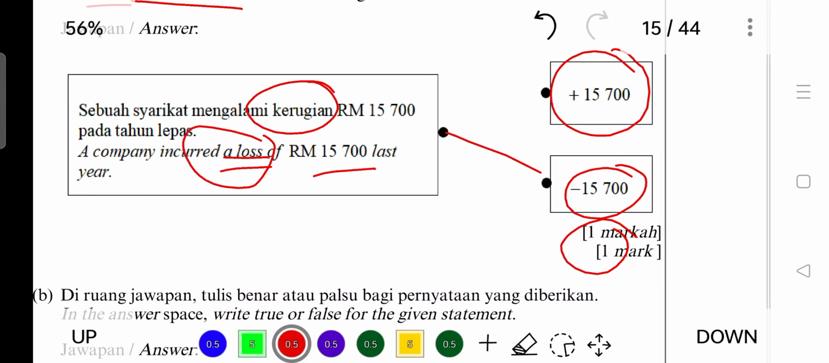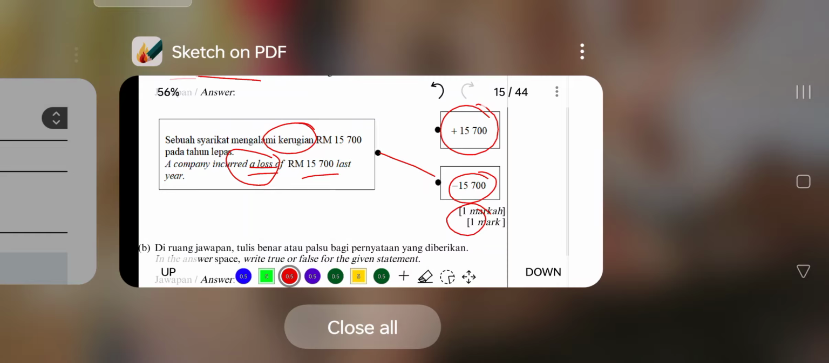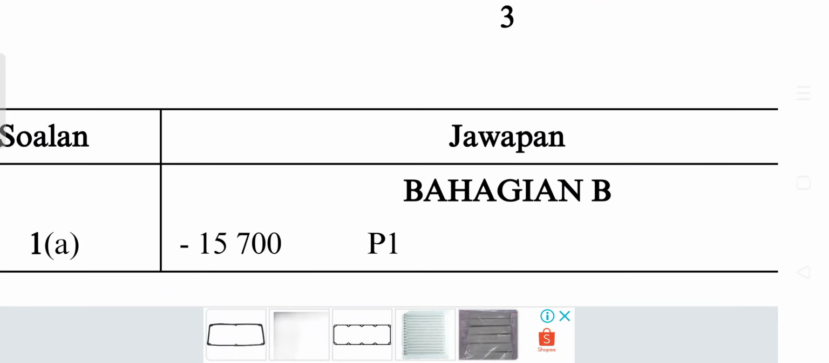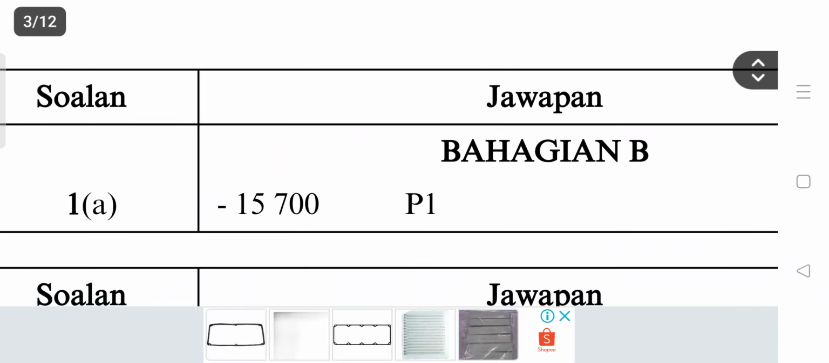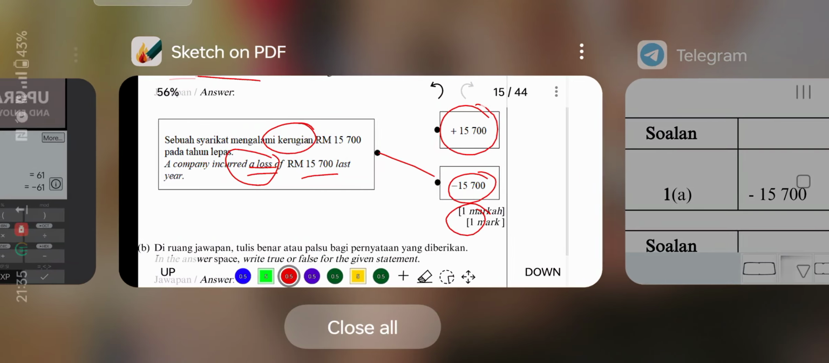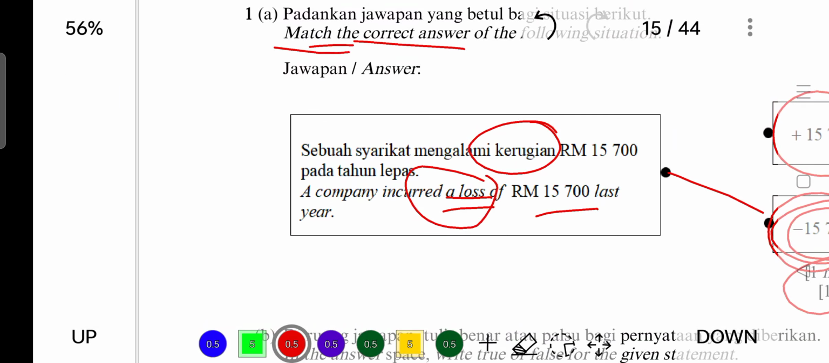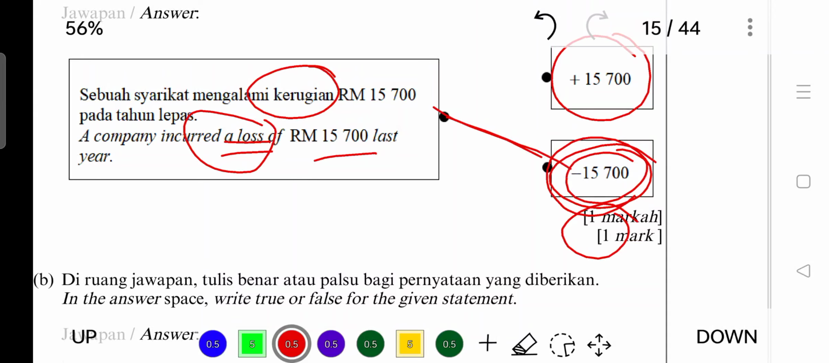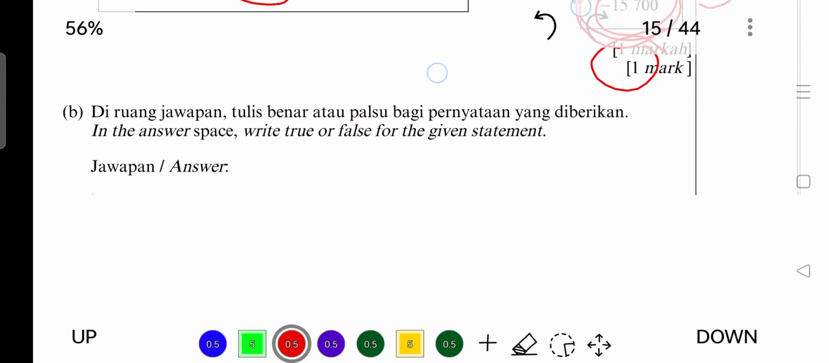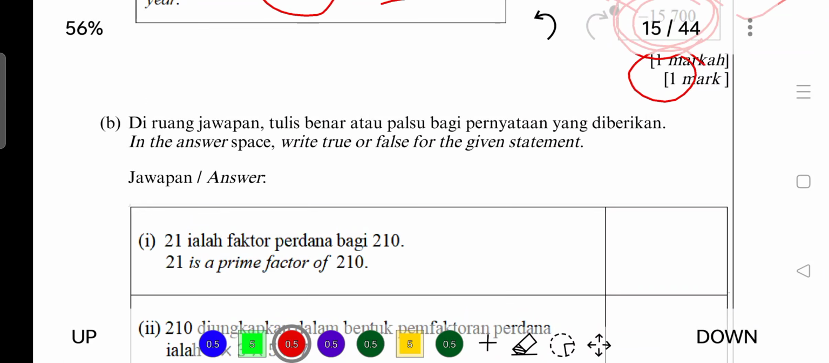You don't have to put any working method here because only one mark is given and the instruction is to match. That is why I say part B is very simple. So you see negative 5,700, right? Simple match. You don't go in circle because the instruction here is match, so definitely you're going to match that and you get 1 mark correct here. All right, no working method is needed at all for part B, right?